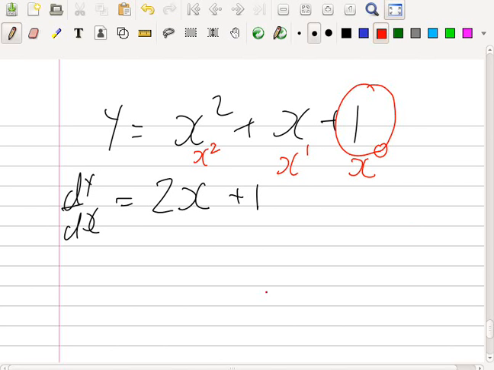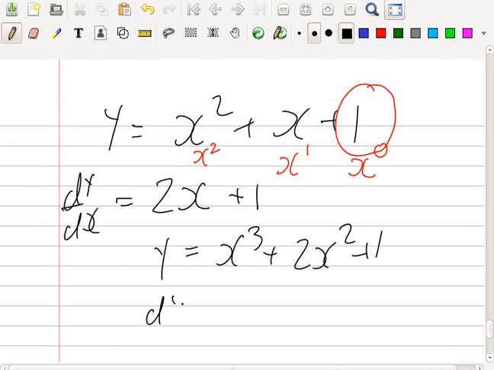And also, if you have something with no x in it, then there's no derivative. So another quick example: y equals x cubed plus 2x squared plus 1. Okay, what's the derivative here? 3x squared plus 4x. Done, that's it.